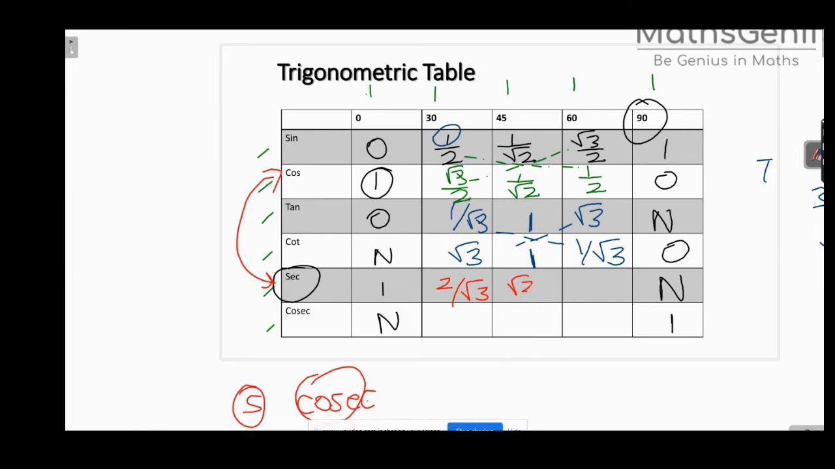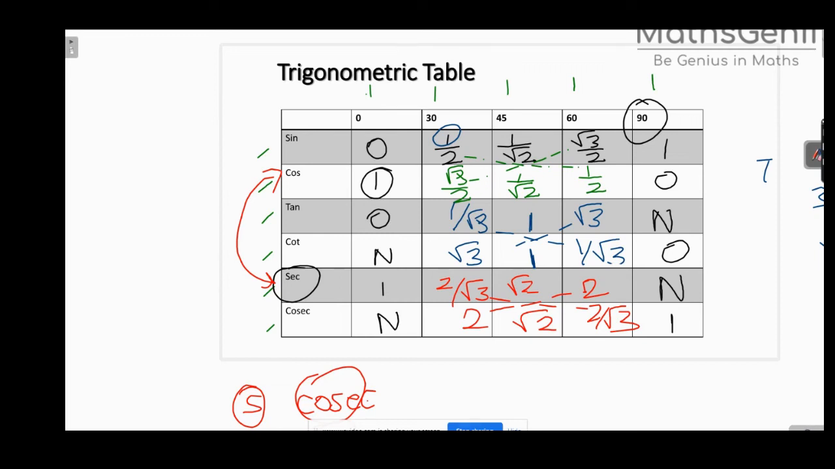Upon 1 does not make a difference anytime. And go here, 1 upon 2. So here it will be 2 upon 1. Right? 2 upon 1 is 2 only. So I am not writing upon 1. Again cross 2. 2 upon root 3. And middle values remain the same. Okay. This is the basic structure of your trigonometric table.